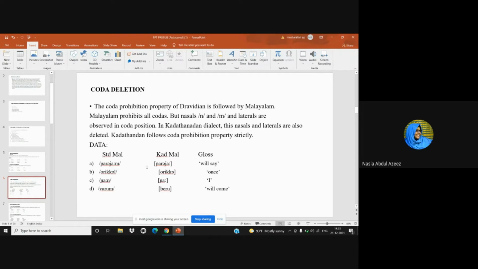Here are some cases of coda deletions. Parayam in standard Malayalam becomes Paraya in Kadathanadan dialect, and the word final coda mu gets deleted. Orikel in standard Malayalam becomes Orike in Kadathanadan dialect, and the word final lateral l gets deleted here. It is the same in the case of Nyan in standard dialect: the n gets deleted in Kadathanadan dialect.